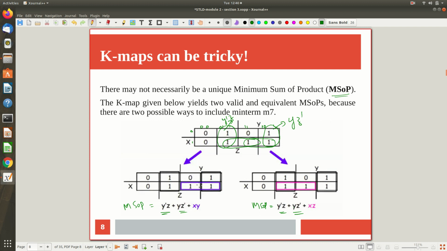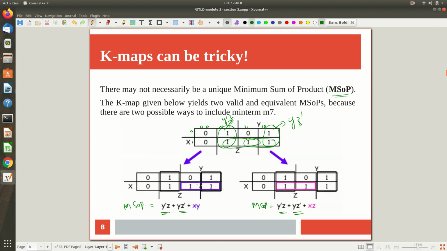We are going to see it in detail. We call it an essential prime implicant. We will see what is an implicant, a prime implicant, and then an essential prime implicant. Here I am saying it in advance. These two terms, that is y dash z and y z dash, are essential. In any minimum sum of product expression, these two terms will be there. So they are essential. But what about this?